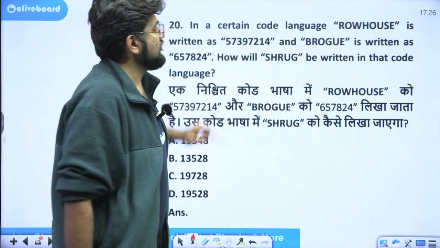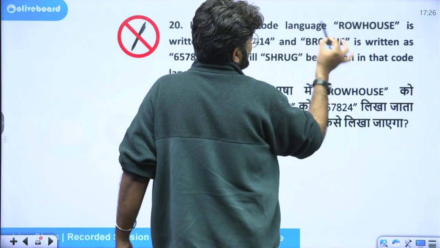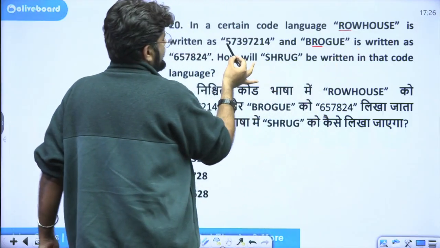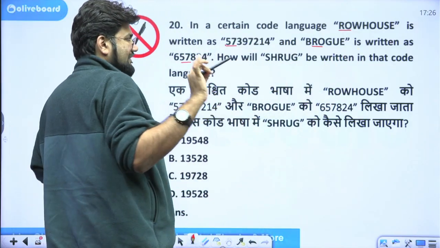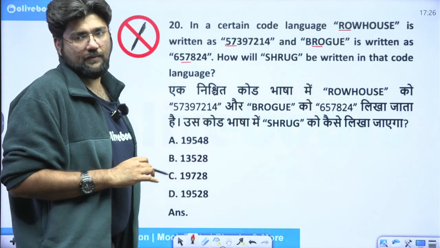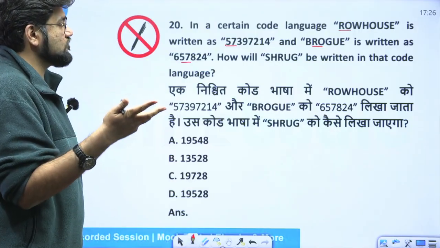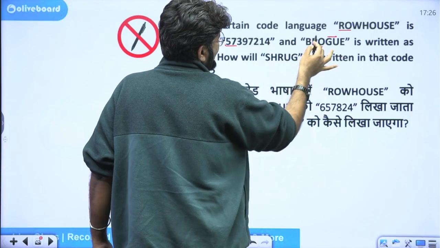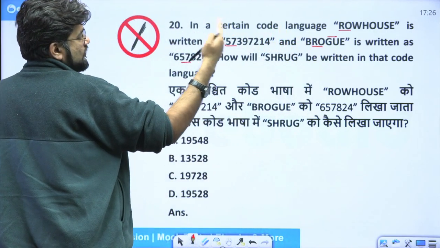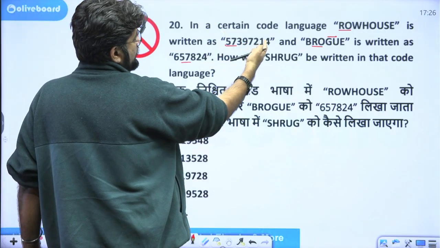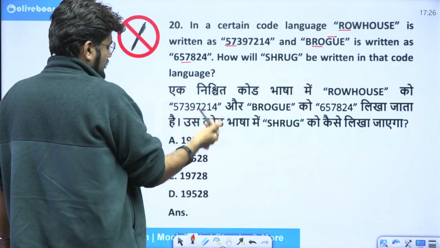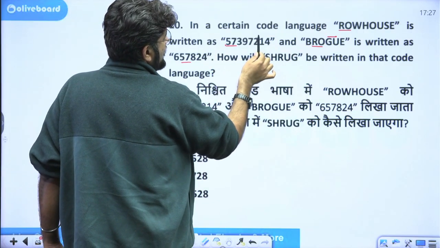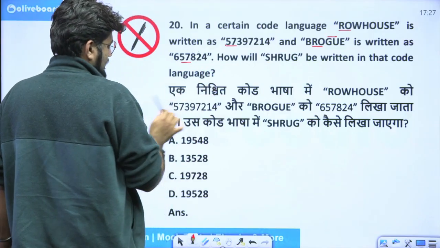Also, if you observe, quickly see, you can see RO here and RO here. So this is 57 here and 57 here. That confirms that this is substitution coding. Okay. So we simply are looking for SHRUG. So UG is here, R is here. So 5. UG is 1, 2. 5, 1, 2. Sorry, 5. Wait. Oh, sorry. This is 2, 8. 5, 2, 8. 5, 28 in the end.